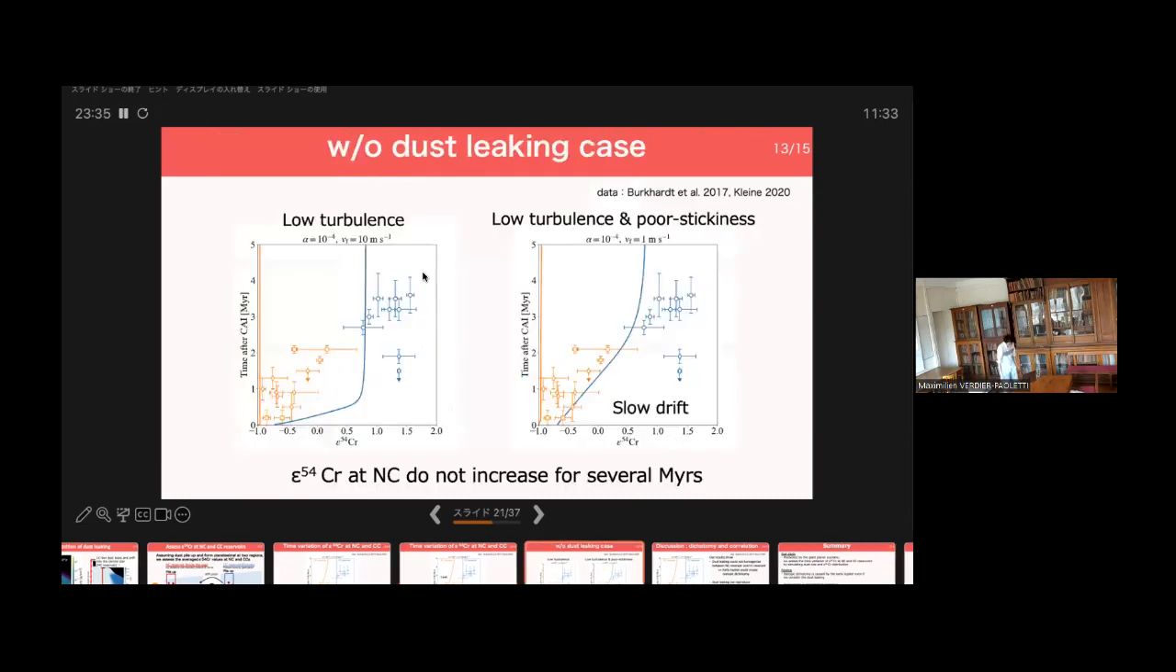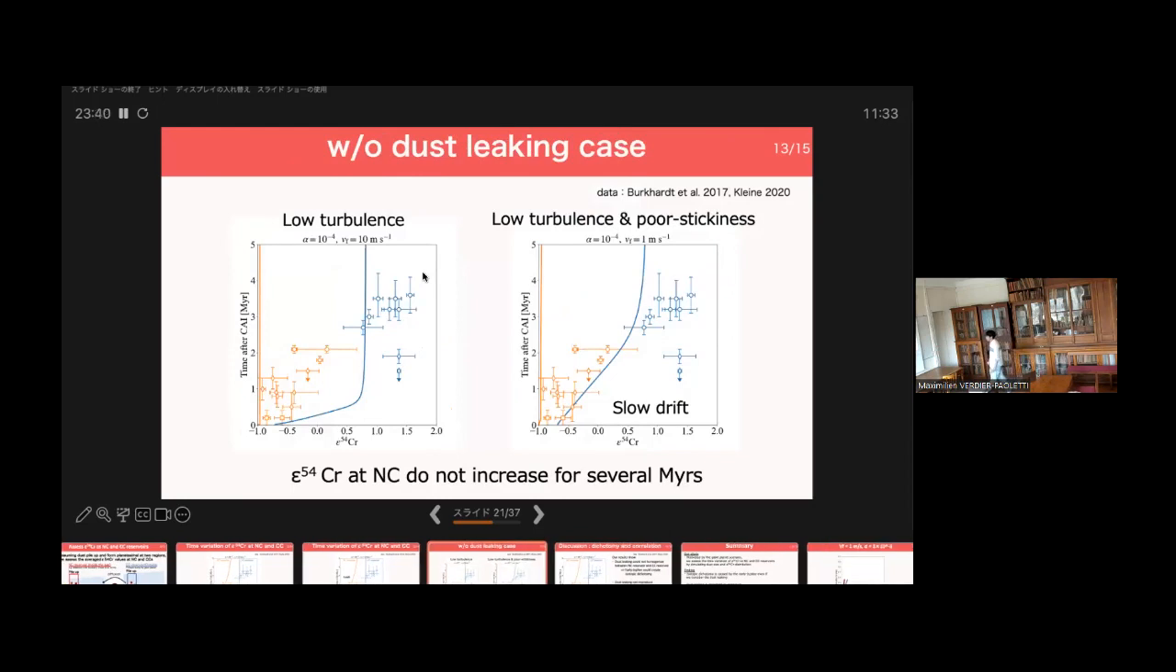And also we show the result without the dust leaking case. The left figure shows the low turbulence case. In this case, the epsilon value is almost constant because there is no dust leaking, so the MC reservoir does not acquire material which has high epsilon values. And also the blue line is the same because the same mechanism happens as in the previous case.